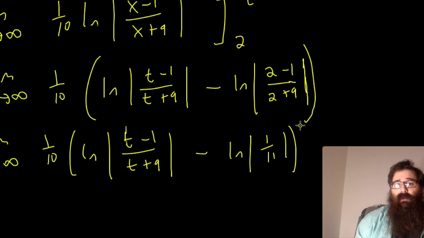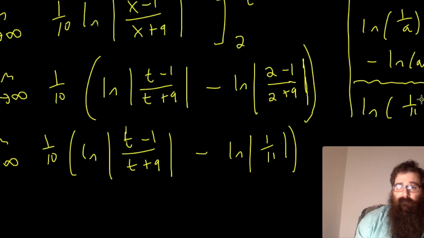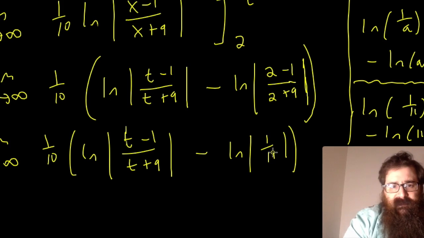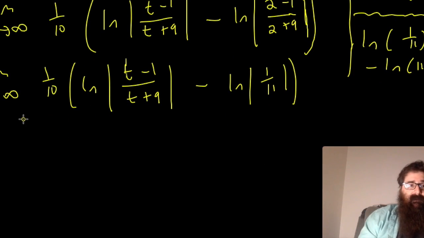And I can work with a nice log rule as well. Natural log of 1 over a is equal to negative natural log of a. So in this case, the natural log of 1 over 11 is equal to negative natural log of 11. I don't really need the absolute value either, since I can see that this is a positive value. But this allows me to clean this up just a bit more.